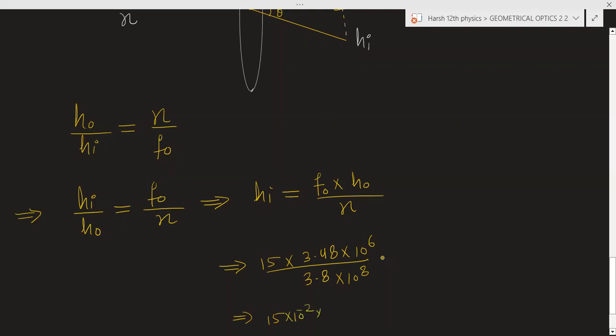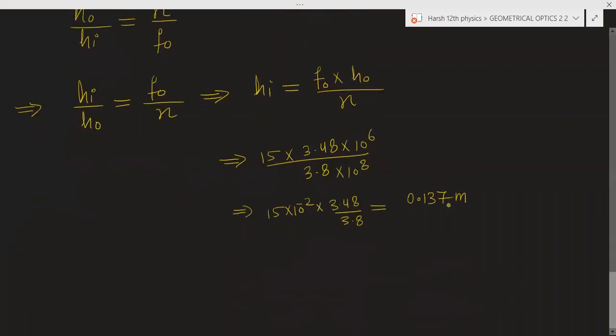Okay, and this value 3.48 multiplied by 3.8. When we calculate, we will get approximately 0.13 meter. You will get 0.137, I think, in meters as your answer. And we know that in 1 meter, how many centimeters are there? 100 centimeters.